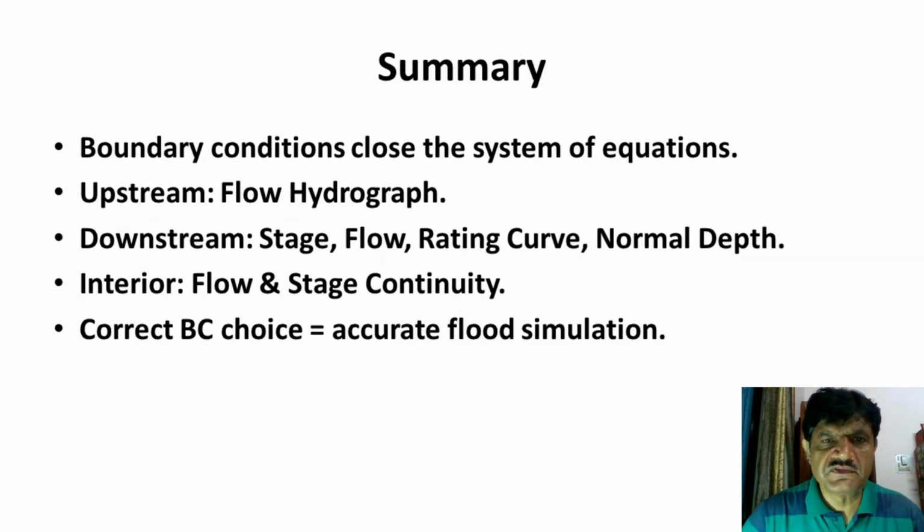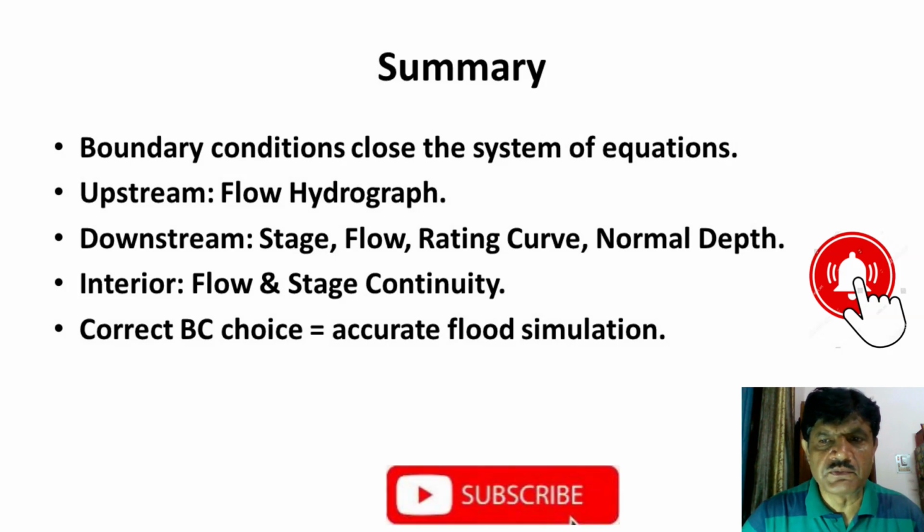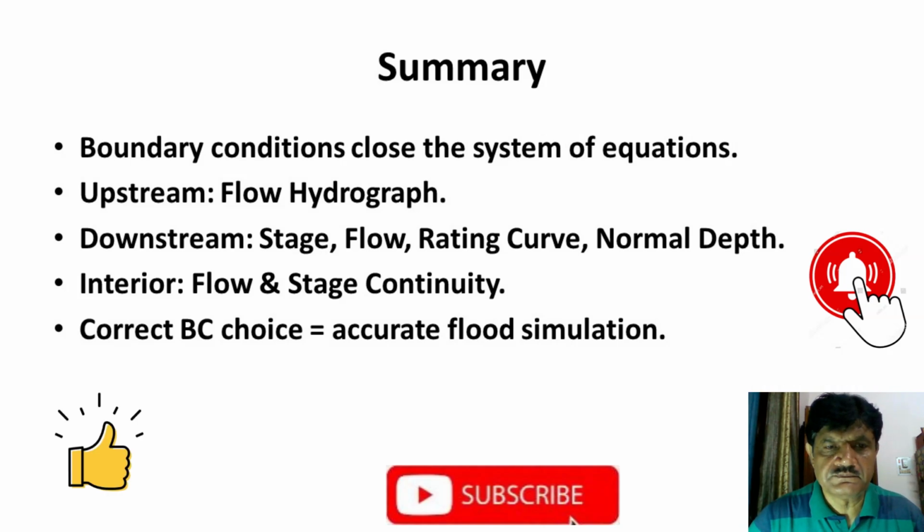So, here is the story in a nutshell. Upstream, we have to consider the flow hydrograph. Downstream, stage or rating curve or normal depth. Inside the system, lateral inflows, groundwater and gates, and initial conditions, the stage set before the first act begins. The boundary and initial conditions are the script that tells your river model how to behave. Without them, HEC-RAS is just an empty stage.